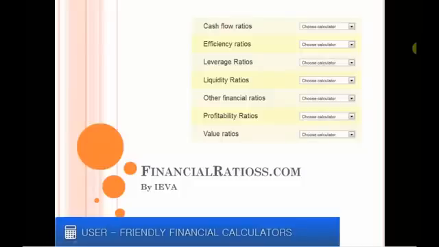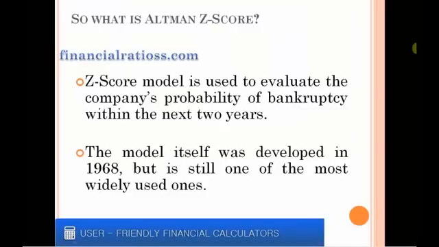Hi, I'm Yeva from financialratios.com, and in this video I will provide you with a quick introduction of Altman Z-Score for private companies. So what is the Altman Z-Score?